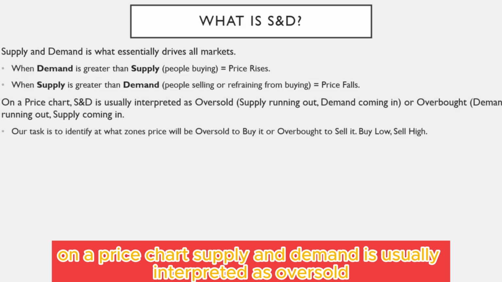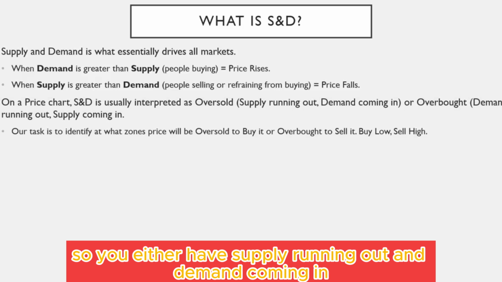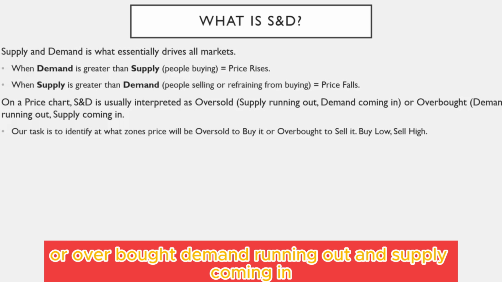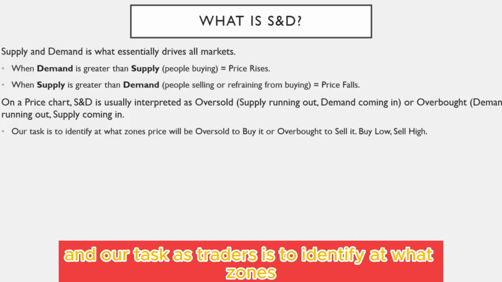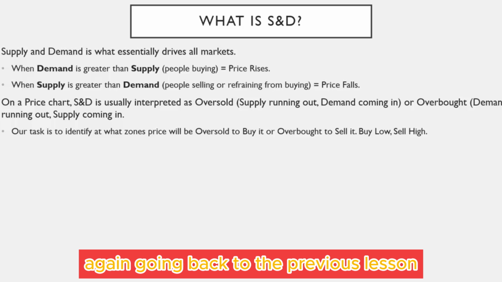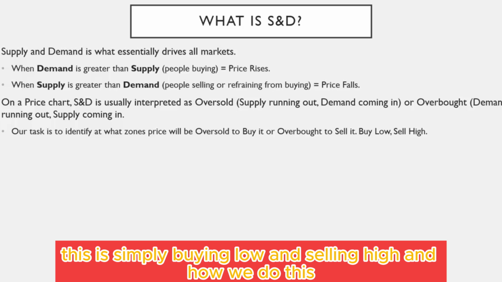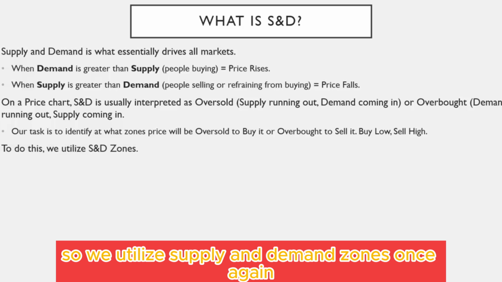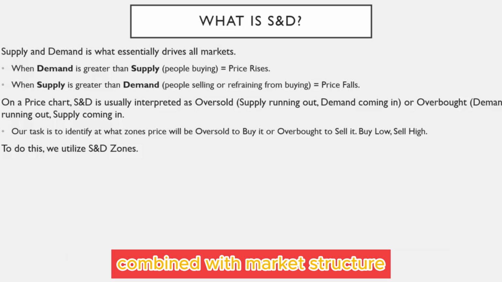On a price chart, supply and demand is usually interpreted as oversold. So you either have supply running out and demand coming in, or overbought, demand running out and supply coming in. And our task as traders is to identify at what zones price will be oversold so we can buy it, or overbought in order to sell it. Again, going back to the previous lesson, this is simply buying low and selling high. And how we do this, we'll utilize supply and demand zones, once again combined with market structure.